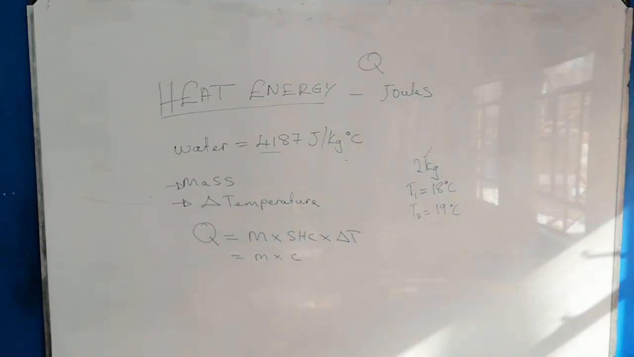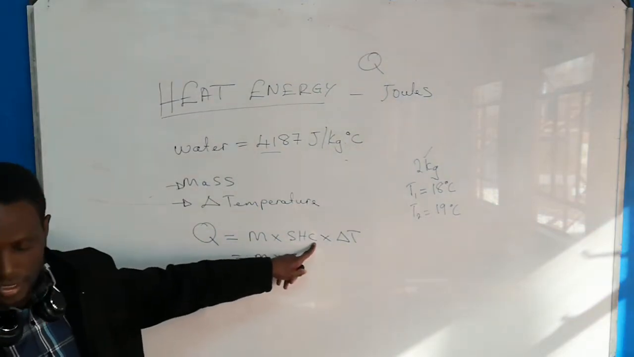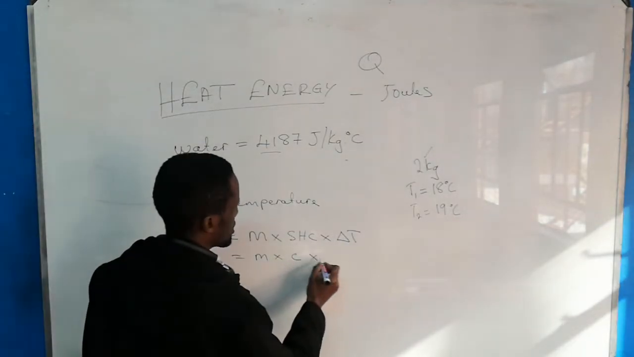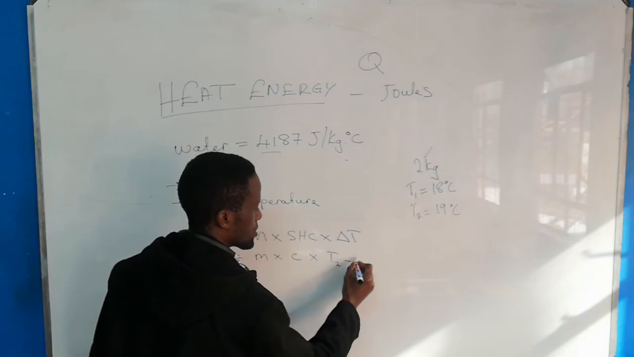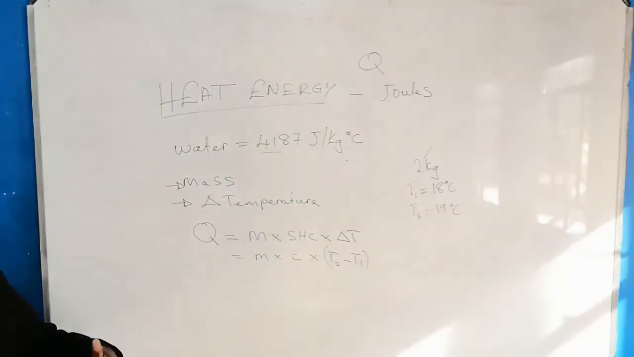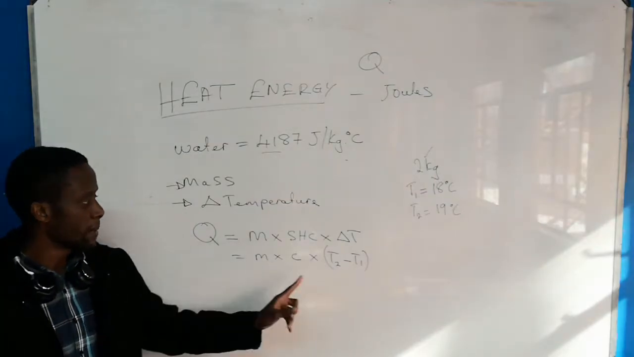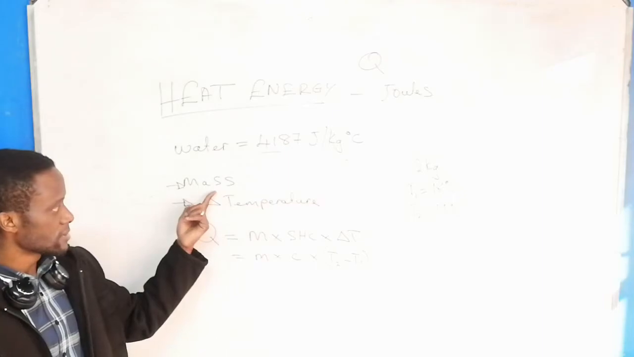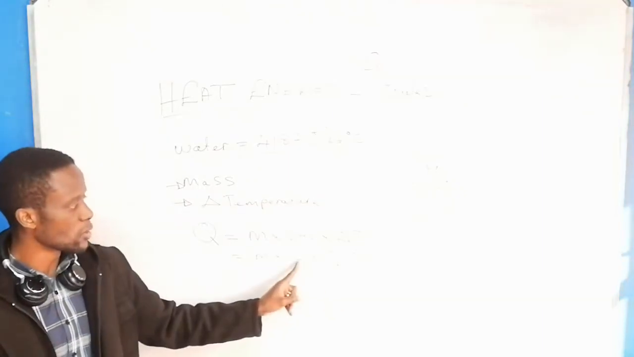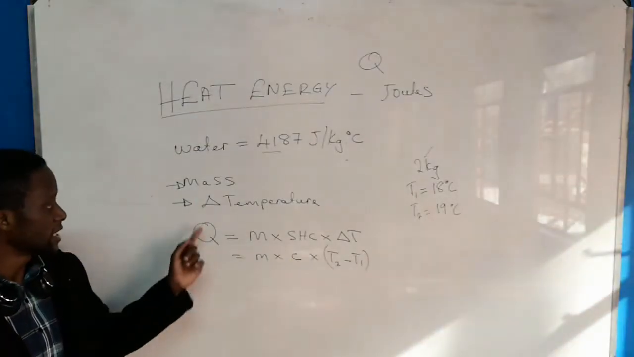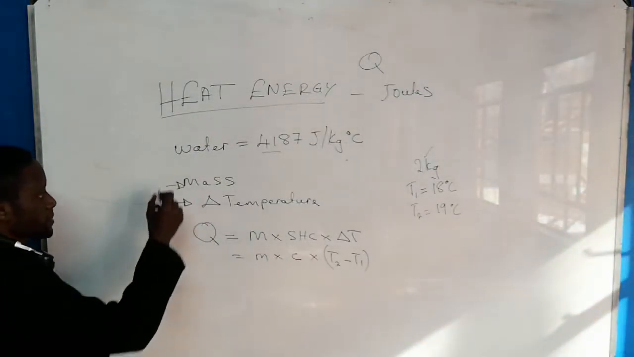But even if you use SHC, it's still fine, and we won't penalize us for that. Then your change in temperature will be your T2 minus your T1. You are changing your temperature from one temperature to the other. How much are you changing by? So these 3 components, the mass, the change in temperature, and also the type of material that is used, affect how much energy is required.